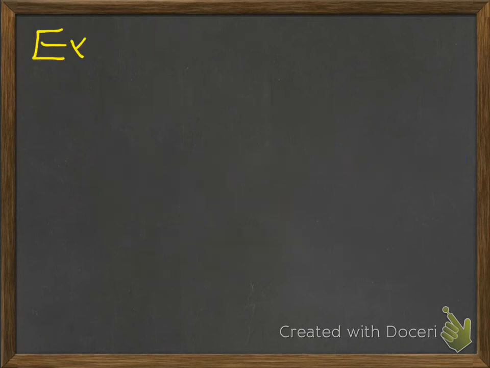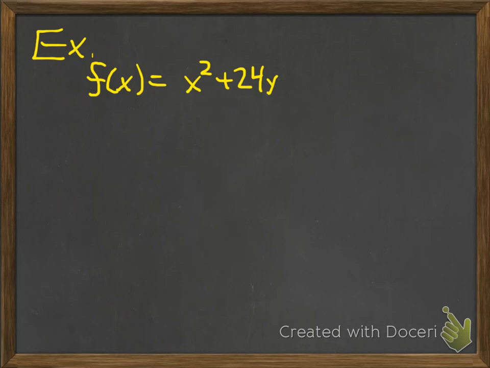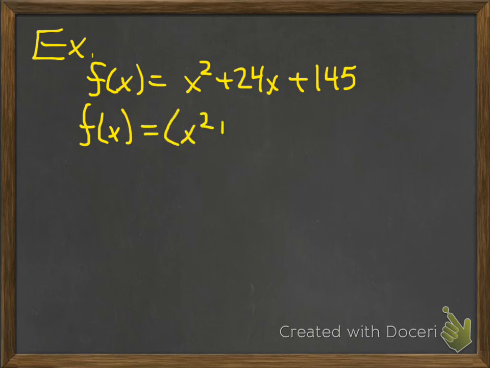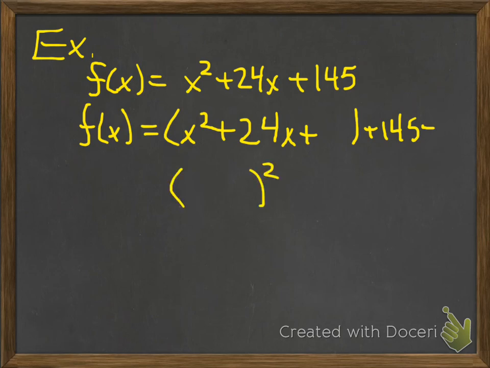Another example. x squared plus 24x plus 145. Again, separate the 145. You put the x squared plus 24x in parentheses. And this is what I usually do. What I usually do is go ahead and put plus and minus. Plus inside the parentheses, minus outside. And then I'm going to put the parentheses under, say x, because it's plus 24, I'm going to put x plus parentheses squared.